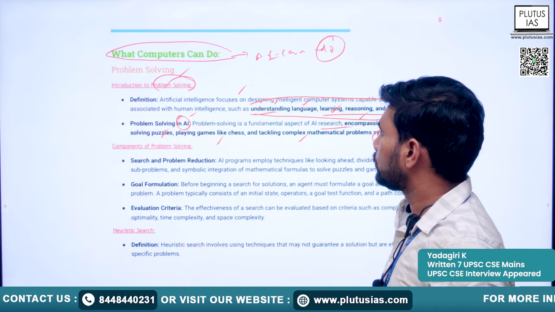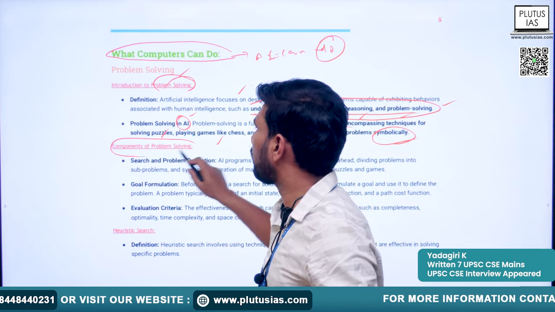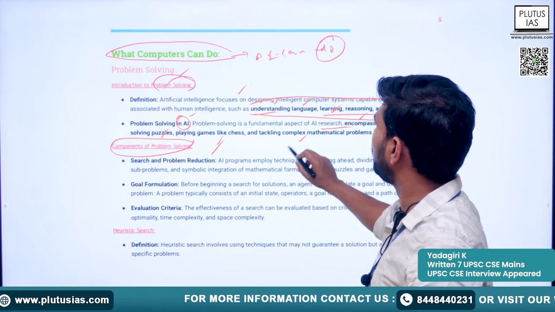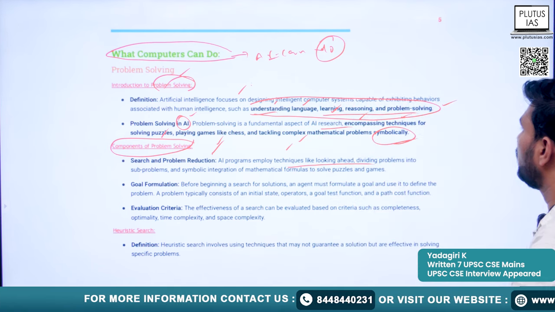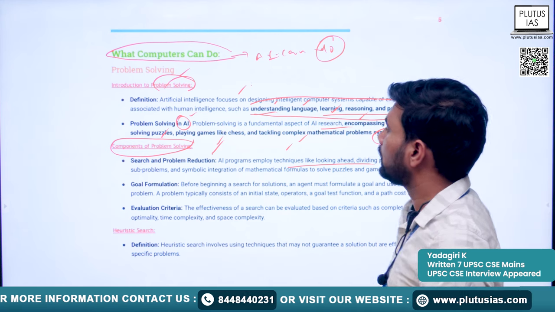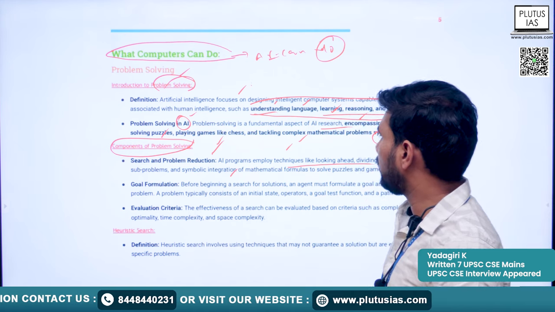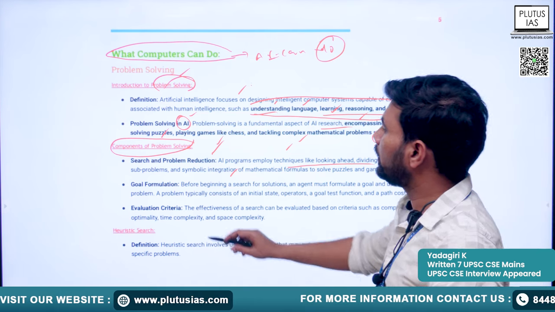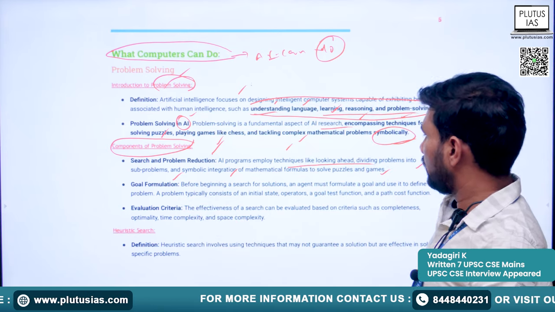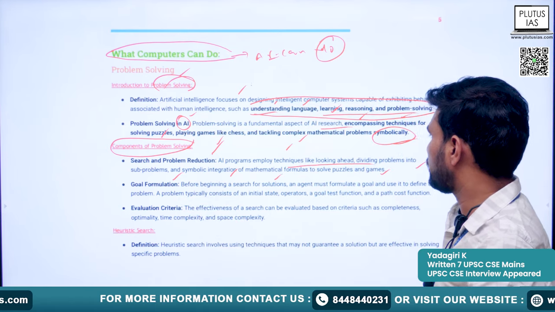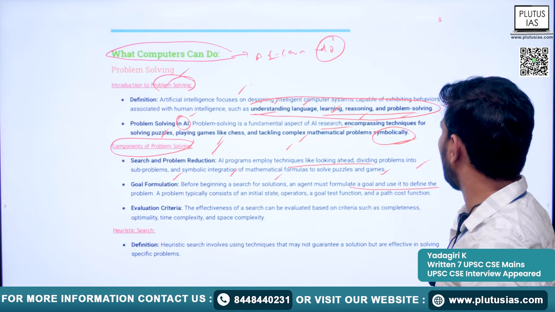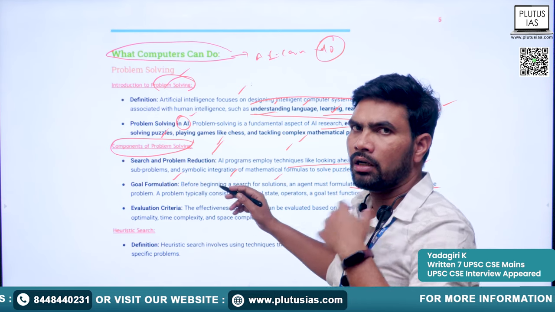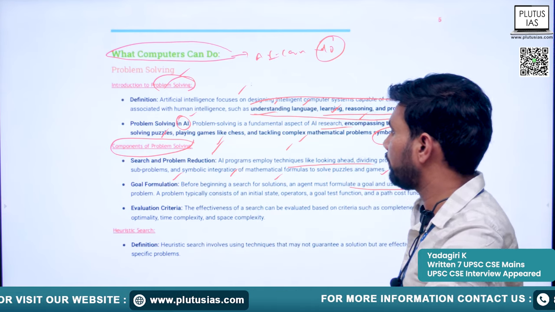Right. So if we see the components of problem solving: search, problem and reduction. So AI programs employ techniques like looking ahead, dividing problems into subproblems, and symbolic integration on mathematical formulas to solve puzzles and games. Similarly, they can do goal formulation. Right. So before beginning a search for solutions, an agent must formulate a goal and use it to define the problem. So artificial intelligence, computers or machines can do this also.